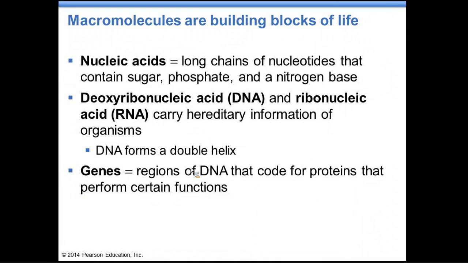Nucleic acids direct the production of proteins. Deoxyribonucleic acid and ribonucleic acid, DNA and RNA respectively, carry the hereditary information for organisms. Nucleic acids are composed of nucleotides, each of which contains a sugar molecule, a phosphate group, and a nitrogenous base. Regions of DNA that code for specific functions are called genes.